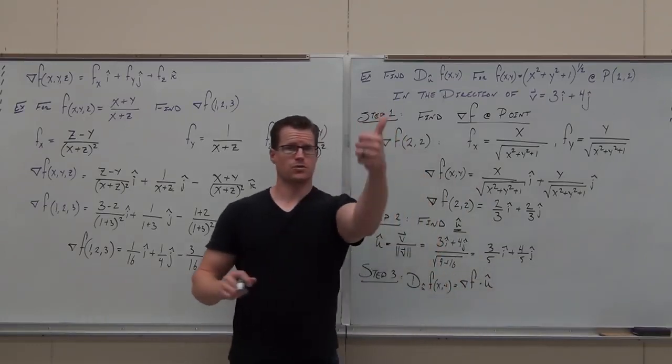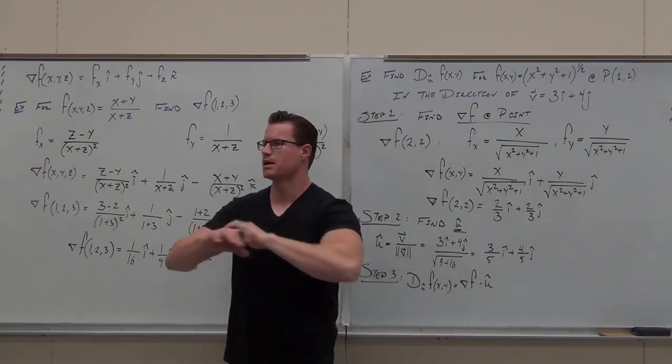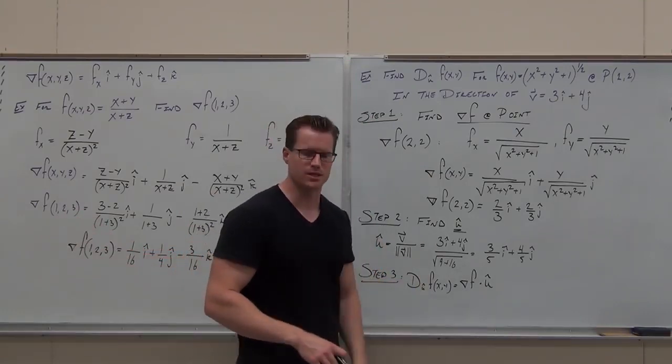So step 1, gradient at a point. Step 2, unit vector. No problem. Step 3, dot product. So right now I want you performing the dot product, please.